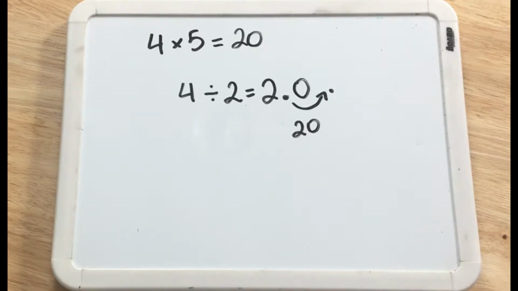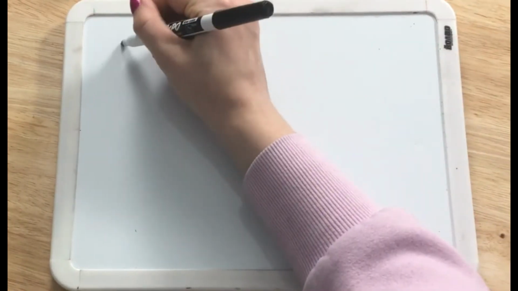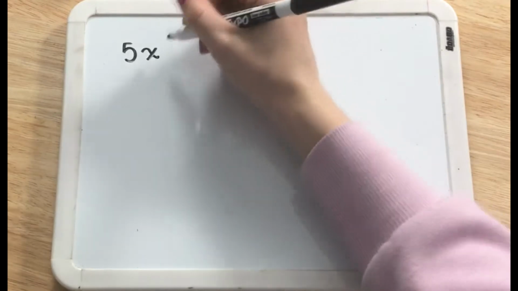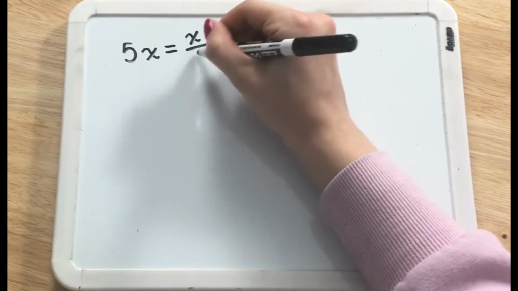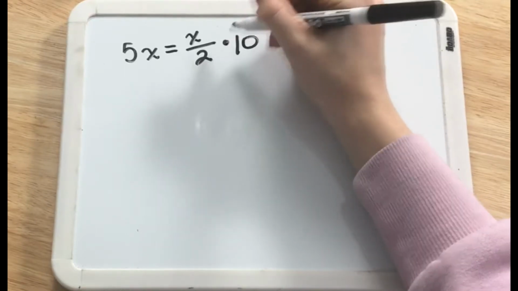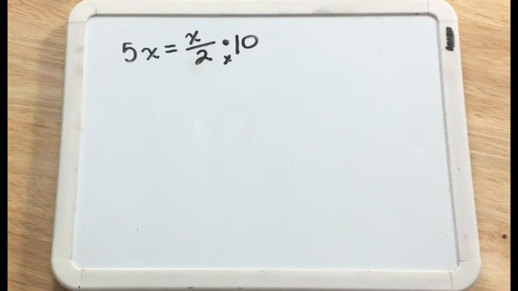But then I'll show you the formula and some more in-depth equations, because you can do any number in the world with this formula. The formula for multiplying by 5 would be 5 times whatever your number is, so we'll say x, equals x divided by 2, and then you times that by 10. I'm going to use dots for times, okay? So that's your formula for multiplying by 5.